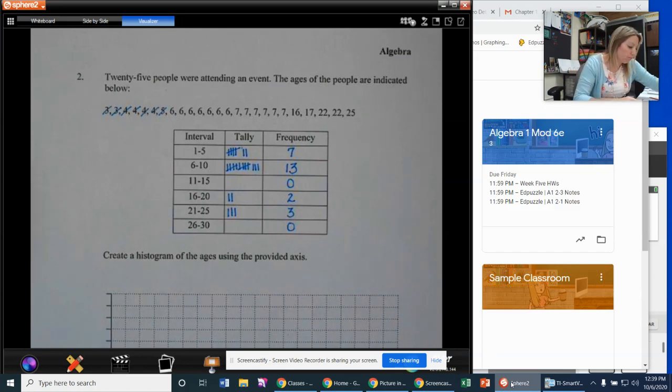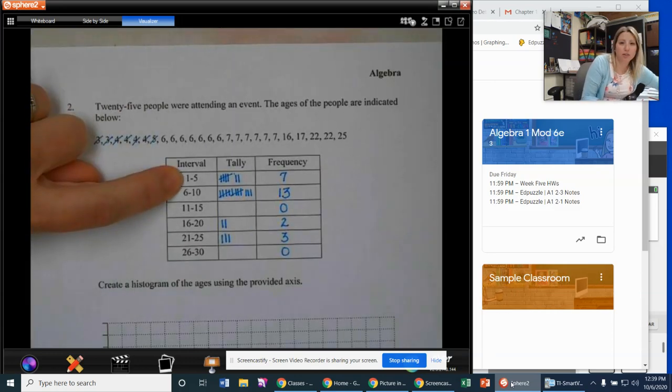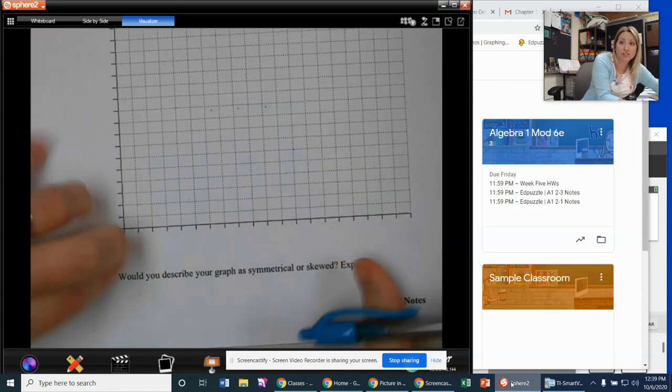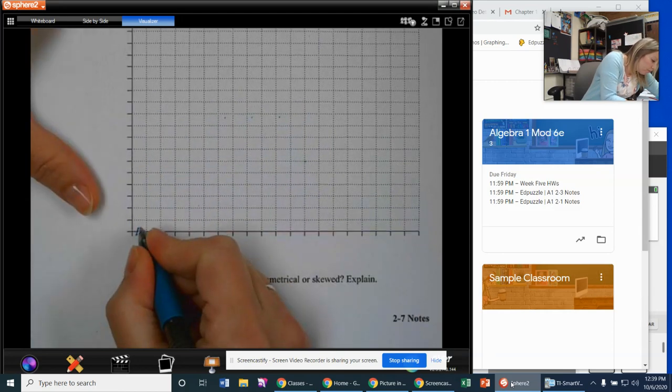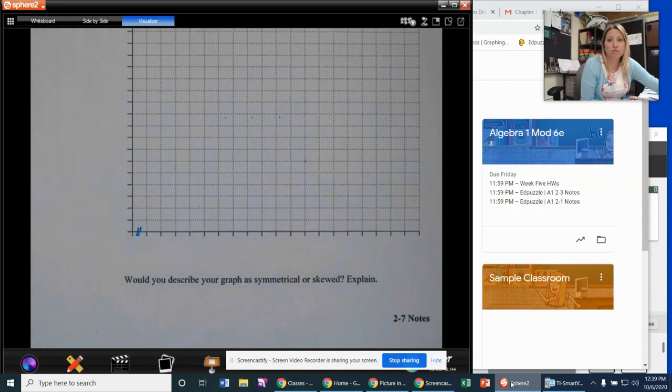Okay? Creating the histogram. All right. So let's look back at our intervals, and they start at 1. So guess what I need to use? A break. I can't start at 0 because they don't start at 0. So I'm going to use the hash mark break, right?